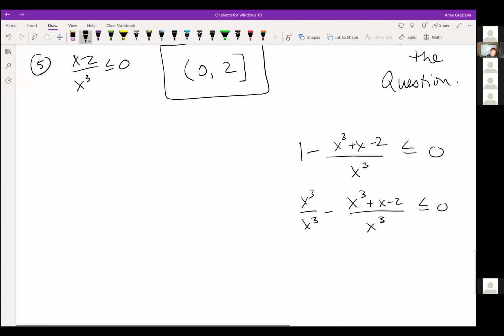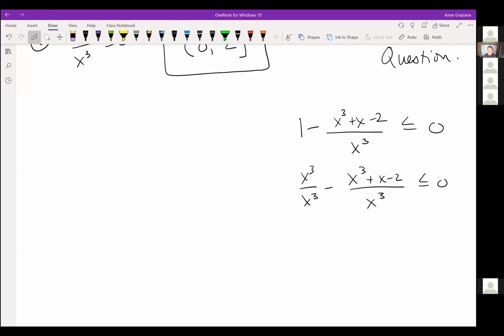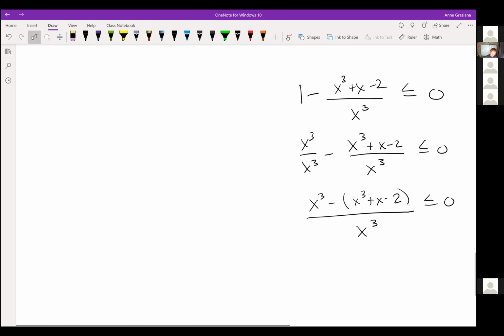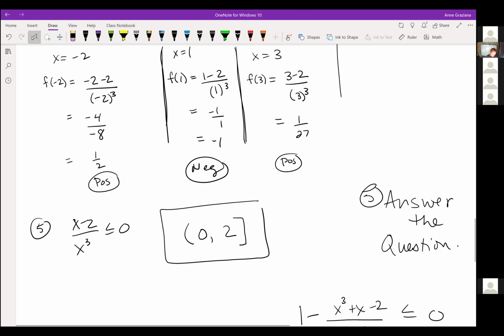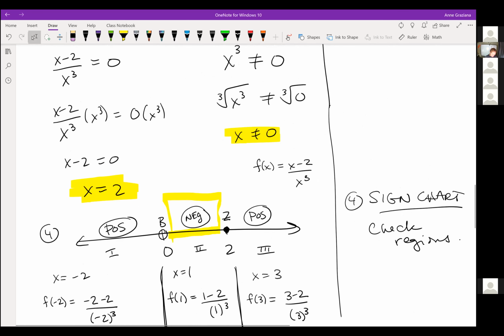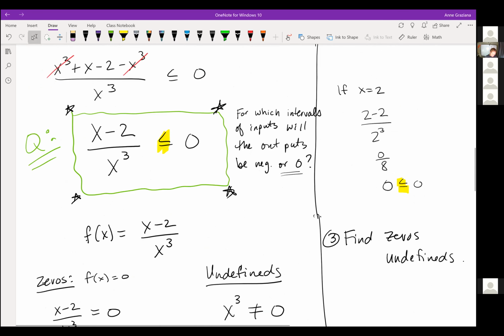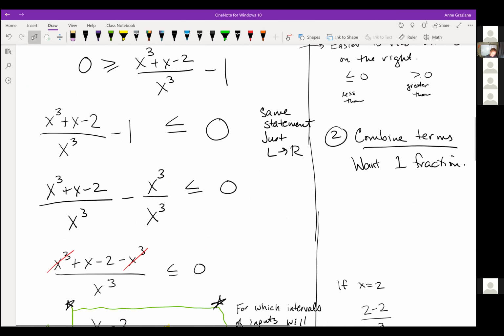Okay. The only danger here is that when you subtract, you have to be careful. You're subtracting this whole top part. So this would become, oh, why isn't it change? Wait a minute.